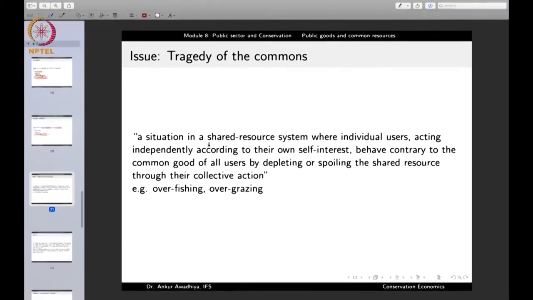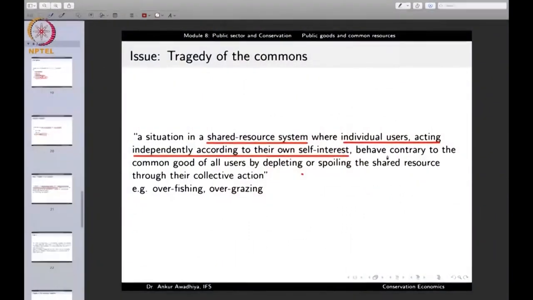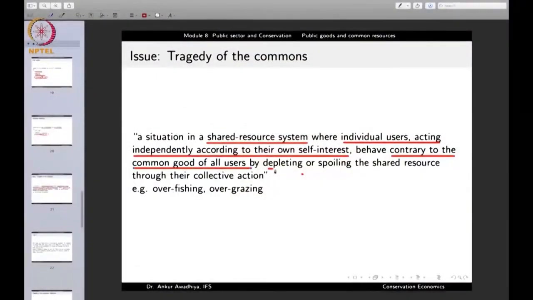It is a situation in which there is a shared resource system. So the resource is shared, which means that many people can use it. And in this tragedy of the commons, there are individual users who are acting independently according to their own self-interest. And they are also doing rational thinking. But in doing this rational thinking and in acting in their own self-interest, they act in a manner that is contrary to the common good of all the users. So by acting in their self-interest, they act against the interest of all the users, by depleting or spoiling the shared resource through their collective action.